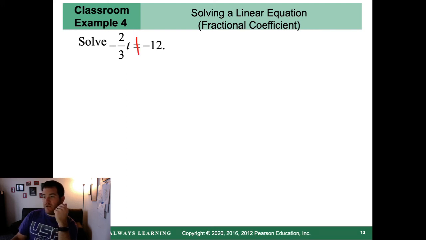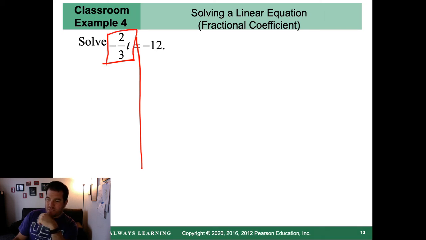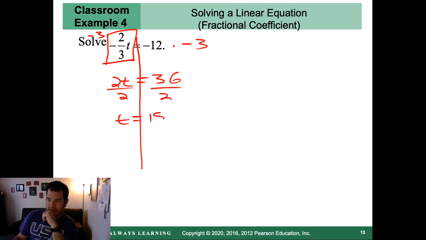Okay, so line down the middle. This one, sorry, I'm going to put a box around here. Now, this is where it gets a little tricky. So you either have to multiply by a -3, which I would do. So you're left with a 2t equals, remember, a negative times a negative is a positive. Divide by 2, divide by 2. T is equal to 18. That's what I would do.